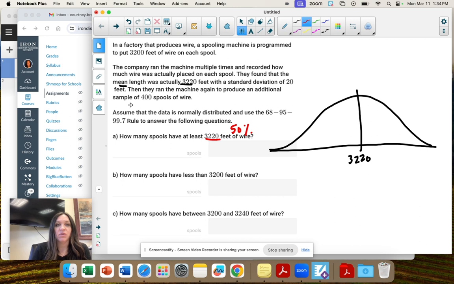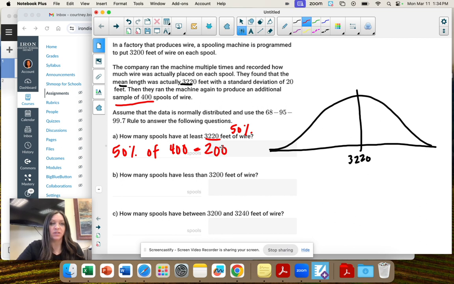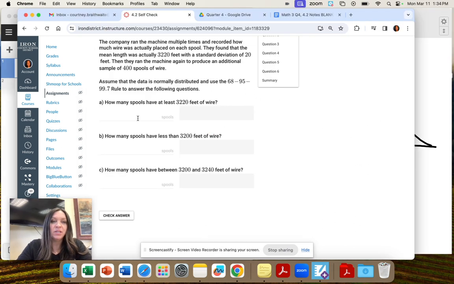And now we have to go look at our sample. So our sample's 400 and we want 50% of that. So 50% of 400 is half of 400, which is 200. So that one is good.